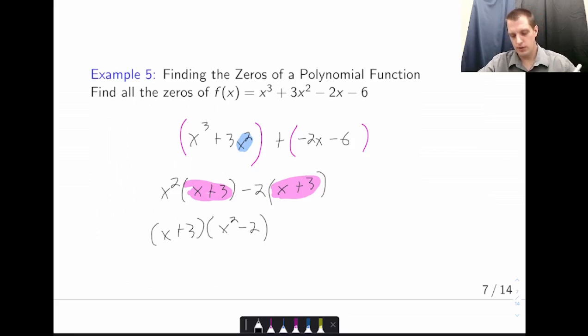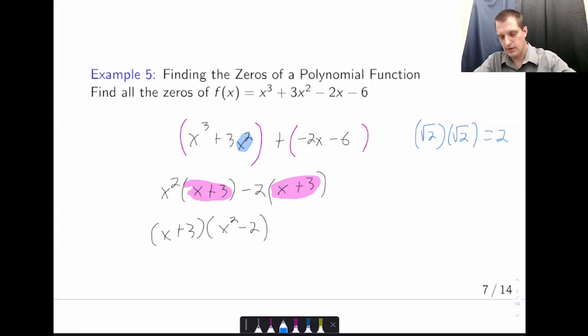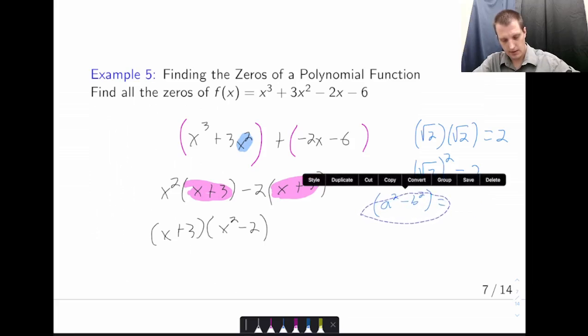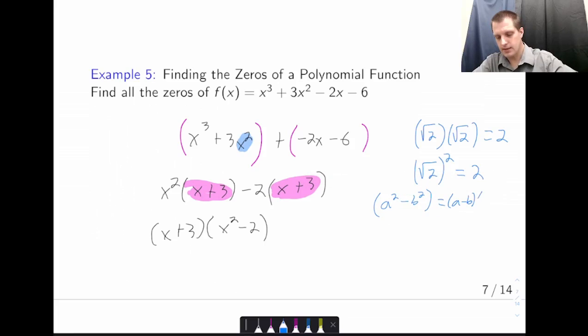which, let me just show this to you on the side here. If I do the square root of 2 times the square root of 2, that equals just 2. So what I can say here is that the square root of 2 squared is equal to 2. So we have an a squared minus b squared, which we know is, I have to write below it because I ran out of space, so I'll just move it off to the side, an a minus b times an a plus b. We have the difference of squares.